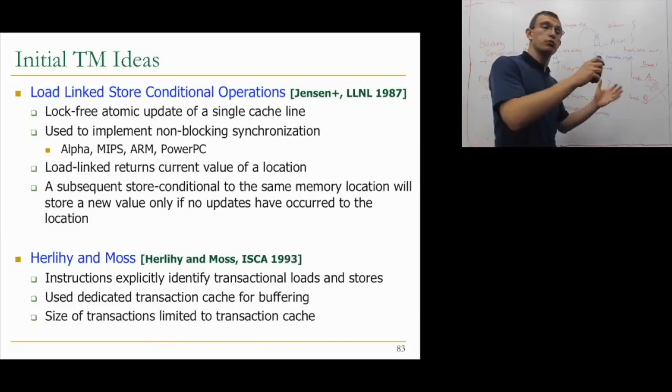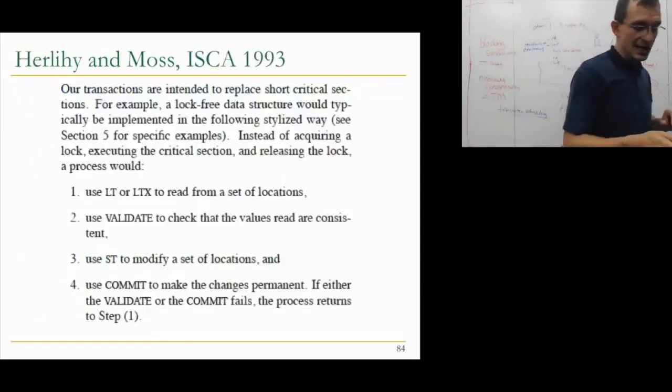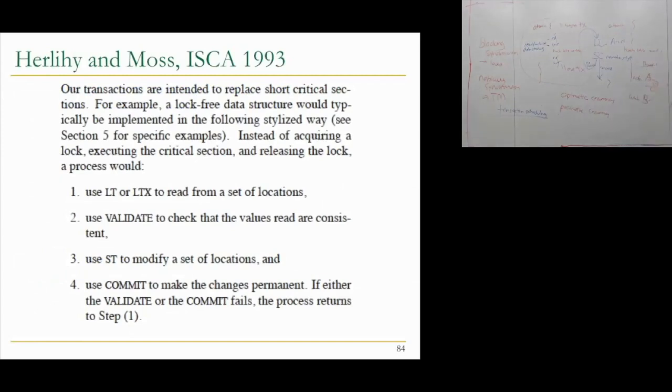Or execute in a more protected way, in a lock way. Okay? So this is an example from the Herlihy and Moss paper. I'm not going to go into this in detail, but basically what they say is our transactions are intended to replace short critical sections. For example, a lock-free data structure would typically be implemented in the following stylized way. Instead of acquiring the lock, executing the critical section, and releasing the lock, a process would use LT, or load transactional, to read from a set of locations, use validate to check that the values read are consistent.